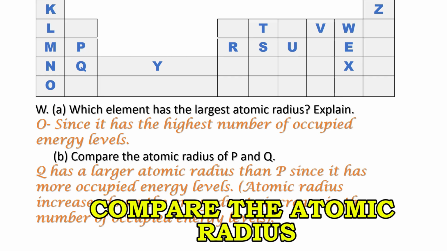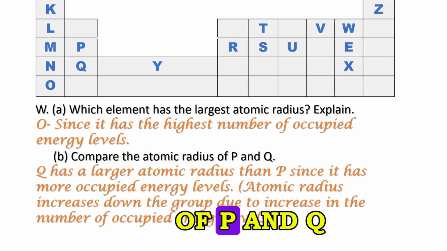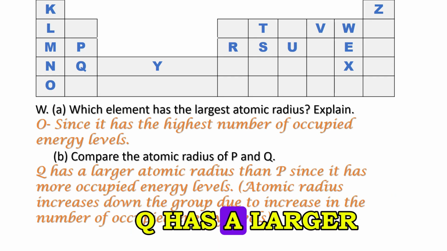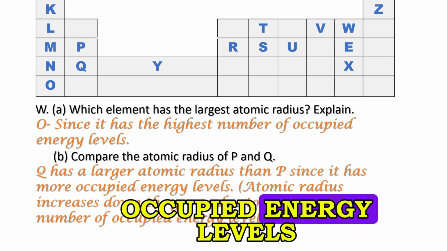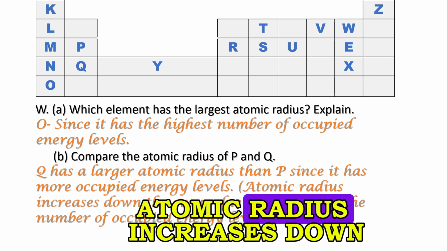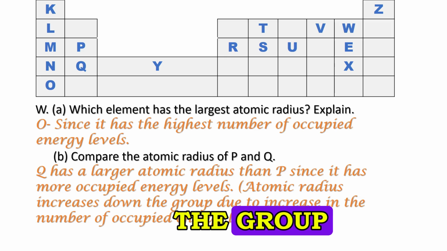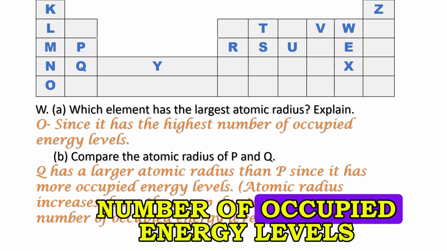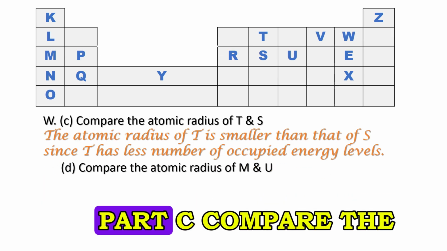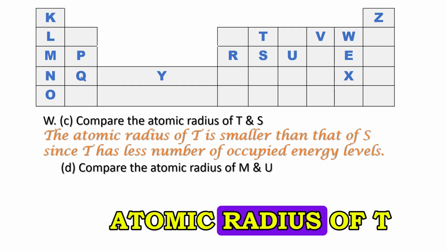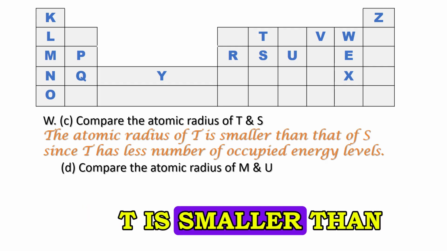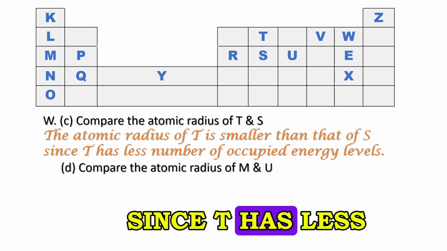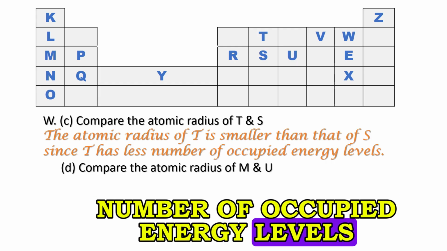Part B. Compare the atomic radius of P and Q. Q has a larger atomic radius than P since it has more occupied energy levels. Atomic radius increases down the group due to increase in the number of occupied energy levels. Part C. Compare the atomic radius of T and S. The atomic radius of T is smaller than that of S, since T has less number of occupied energy levels.